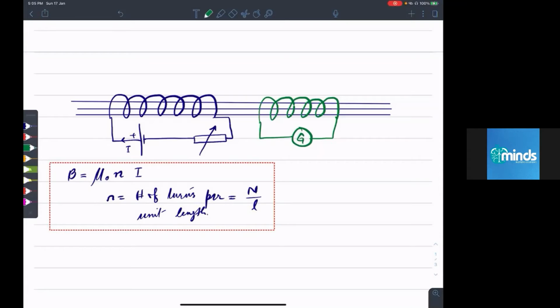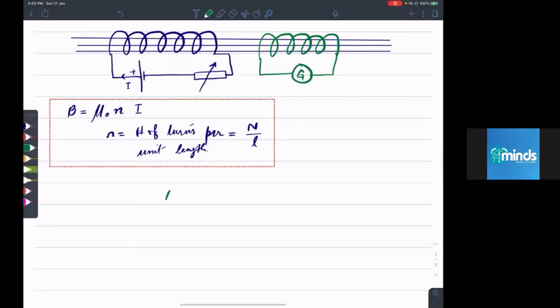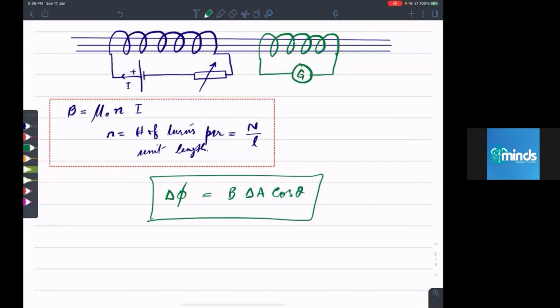I will use this variable resistor, this one. I will change this resistance. This resistance will actually change the value of I. This I changes the value of the magnetic field, and the magnetic field changes the value of magnetic flux. Why? Because I hope we remember magnetic flux is given by B delta A cos theta. Do we remember this equation? Because we did use this formula.